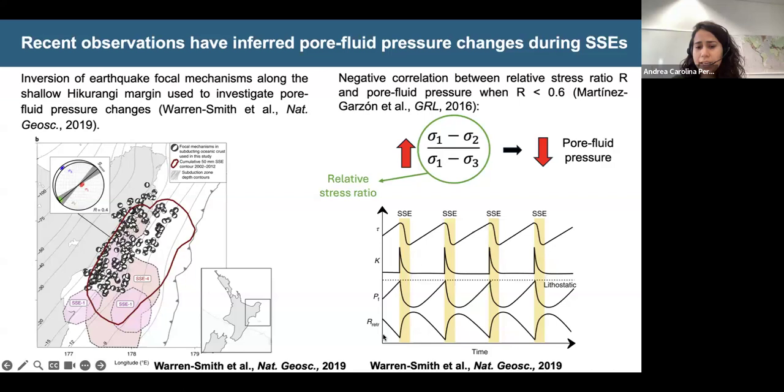And this variation in this ratio was interpreted as changes in pore fluid pressure, in that pore fluid would steadily increase before slow slip events and suddenly drop at the onset of slip, and this would occur cyclically over the slow slip cycle.